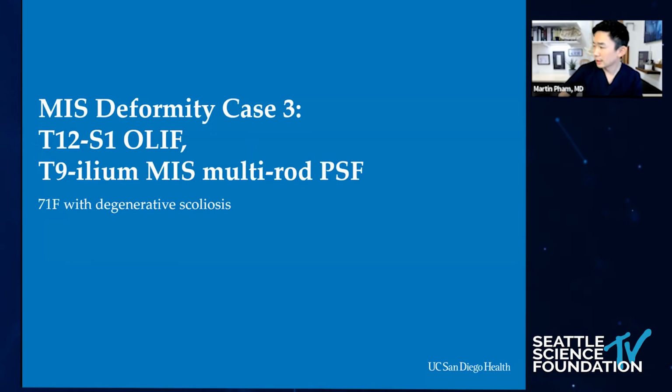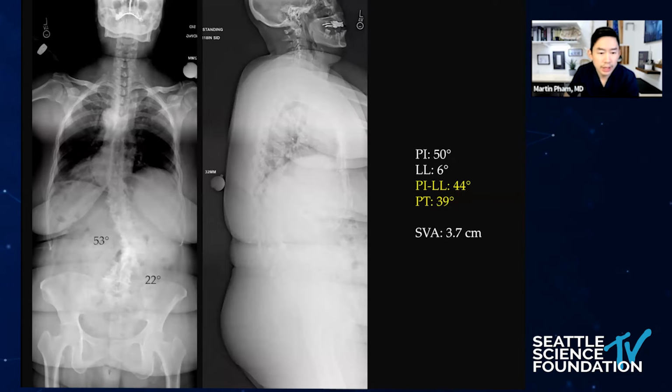So the last case I'll do, which I'm a little bit behind on time, is the last deformity case, T12 to S1 OLIF and then a T9 to ilium multi-rod. So again, another deformity case. You have a lady coming in, Degen scoliosis, pelvic mismatch with a pelvic tilt of almost 40 degrees. And again, her BMI is 42.